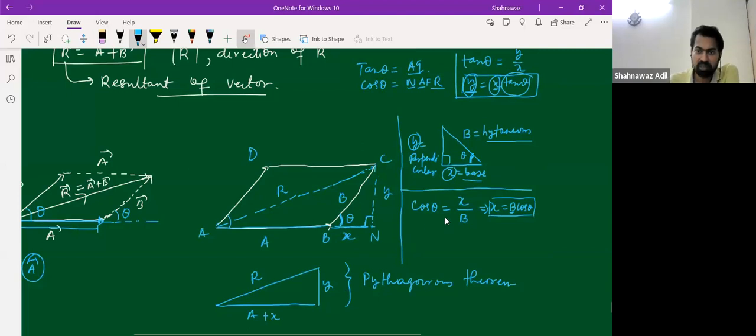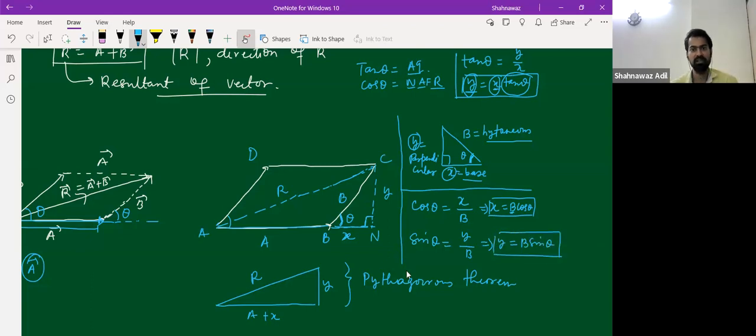So the next question, what relates this perpendicular? This is an obvious question you guys know. This would be y by b, so y would be b sine theta. Right, guys? Understood?